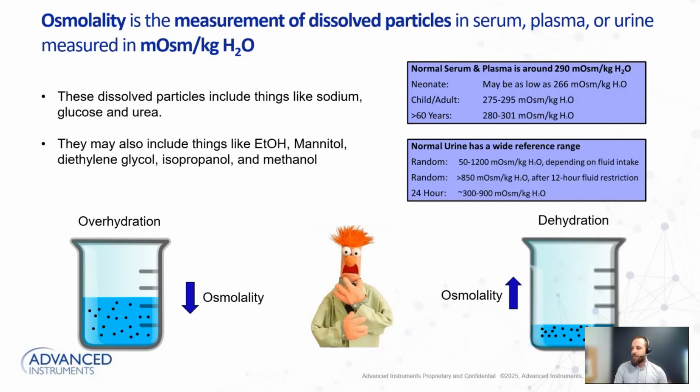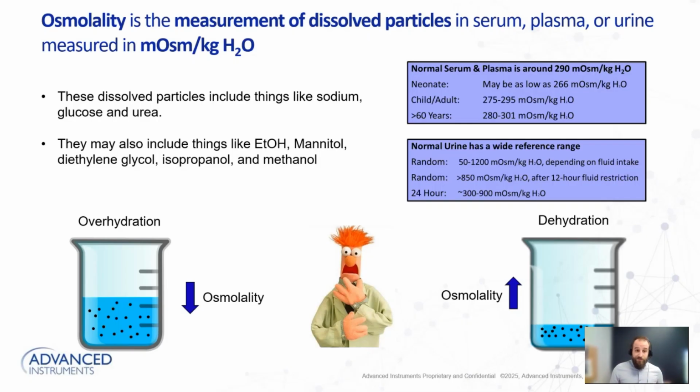And it's a little higher in patients above the age of 60. Urine's a little different. We use urine osmolality measurements in a bunch of different ways. Because it's measuring really how effectively your kidneys are concentrating the urine, as well as things like hydration and a number of other things that it can be used for, that range can be a lot broader. So it really depends on how you're using it. Really anywhere between, at random, 50 all the way up to 1200 milliosmoles per kilogram of water. And here at Advanced Instruments, our osmometers can measure all the way up to 2000 milliosmoles, so well within the limits of what you might see in clinical practice.